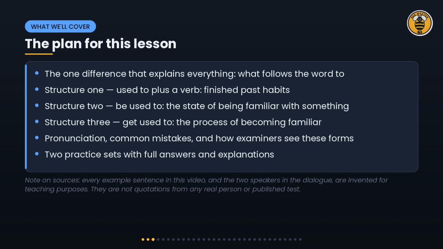Here is our plan. First, the single difference that explains everything, what comes after the little word to. Then each of the 3 structures in turn. Then pronunciation, the mistakes almost every learner makes and how these forms help you in the speaking and writing tests. And we finish with 2 practice sets and full answers.